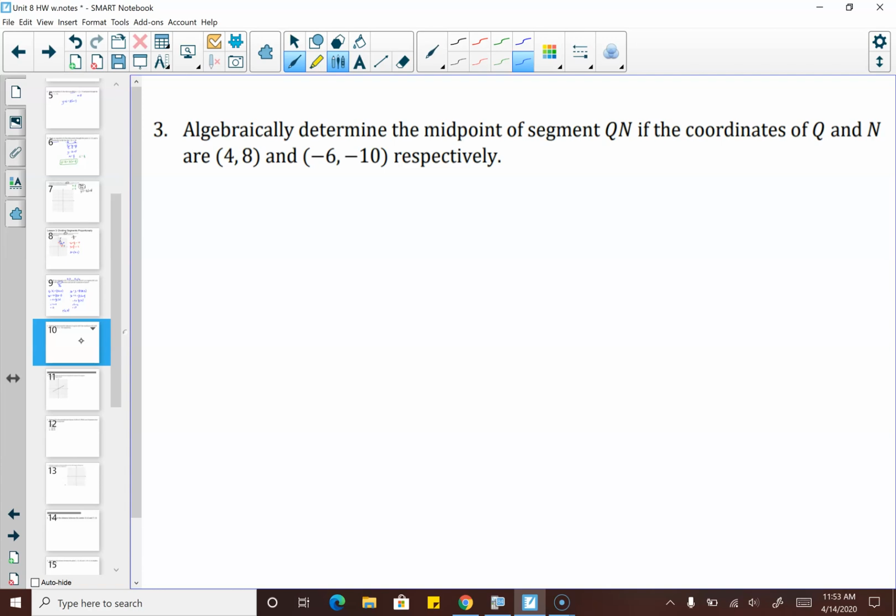Algebraically determine the midpoint of segment QN if the coordinates of Q and N are 4, 8 and -6, -10 respectively. So remember, our midpoint is going to be our average of the X's and our average of our Y's. So here, XM is 1/2 of 4 plus -6. 4 plus -6 is -2. Half of that is -1.